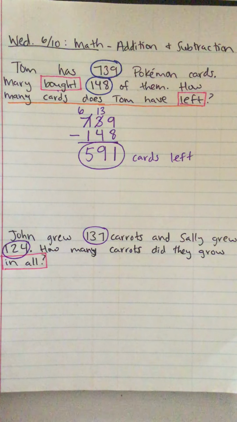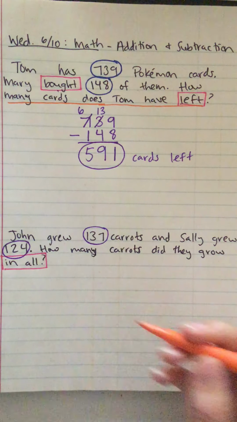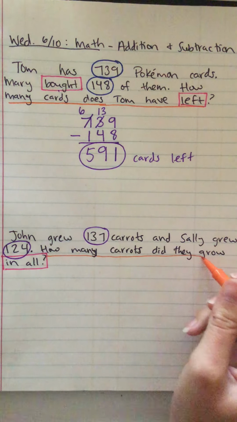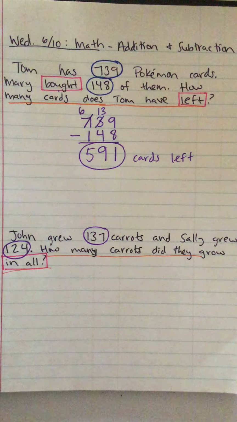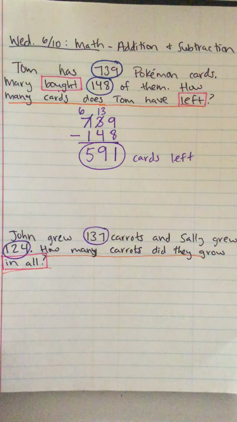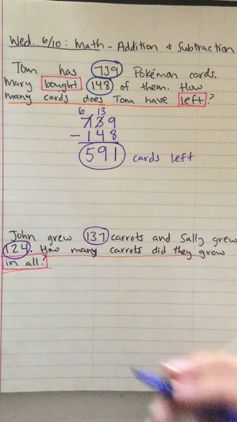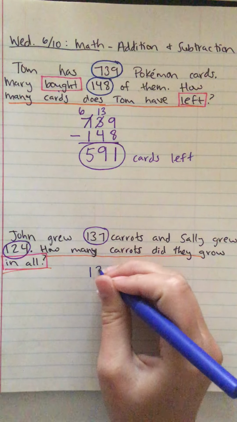Okay, and I need to underline my question. How many carrots did they grow in all? So I'm thinking, okay, if John grew 137 carrots in his garden, and then Sally grew 124, and they both pick them all and put them in one basket, then we're going to count all of them together. So we need to add them this time.